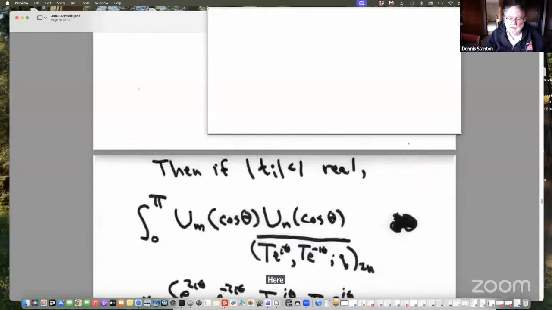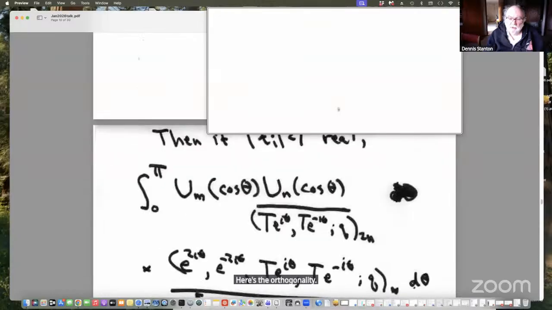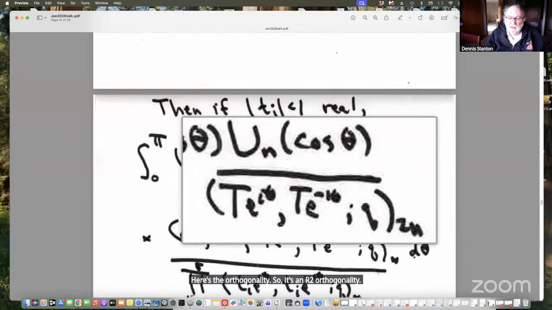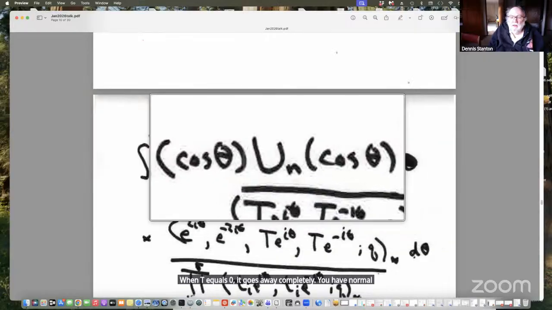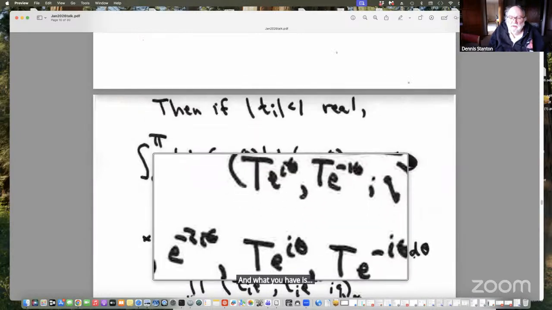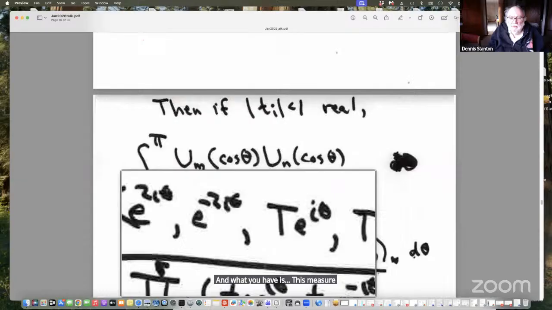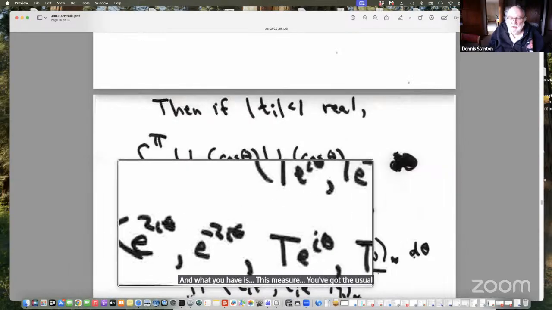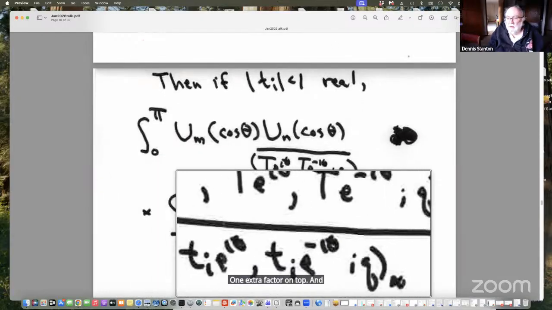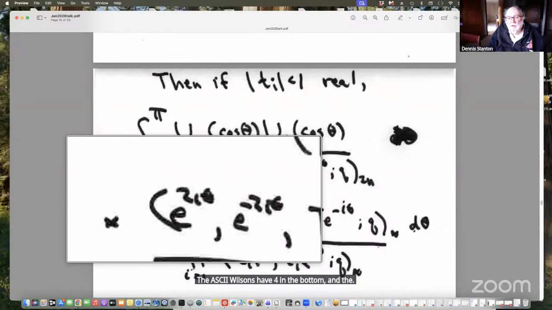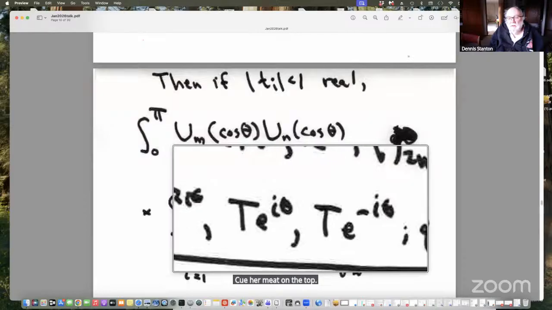Here's the orthogonality. So it's an R2 orthogonality. There's the degree 2n polynomial in the denominator. When t equals 0, it goes away completely, and you have normal orthogonality. And what you have is this measure. You've got the usual q-Hermite measure, 1 extra factor on top, and 5 factors on the bottom. The Askey-Wilsons have 4 in the bottom and the q-Hermite on the top. There's a 1 over 5.